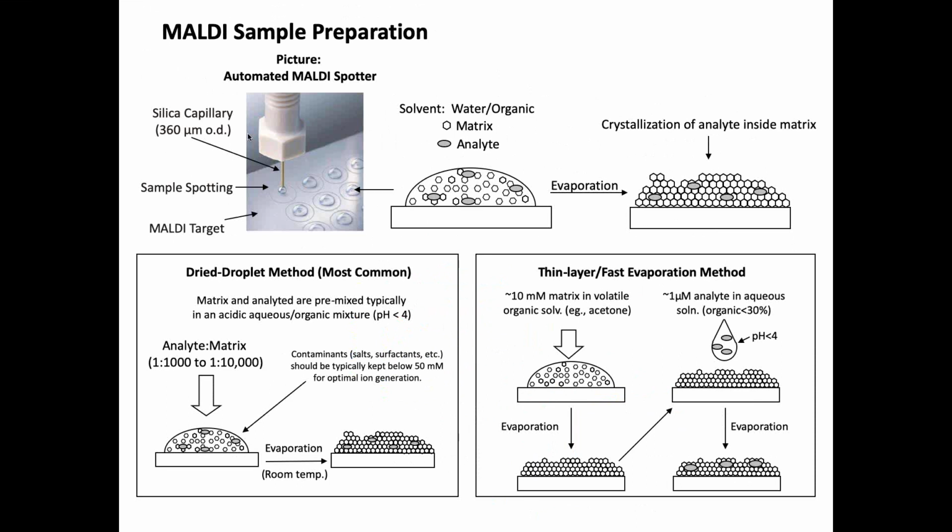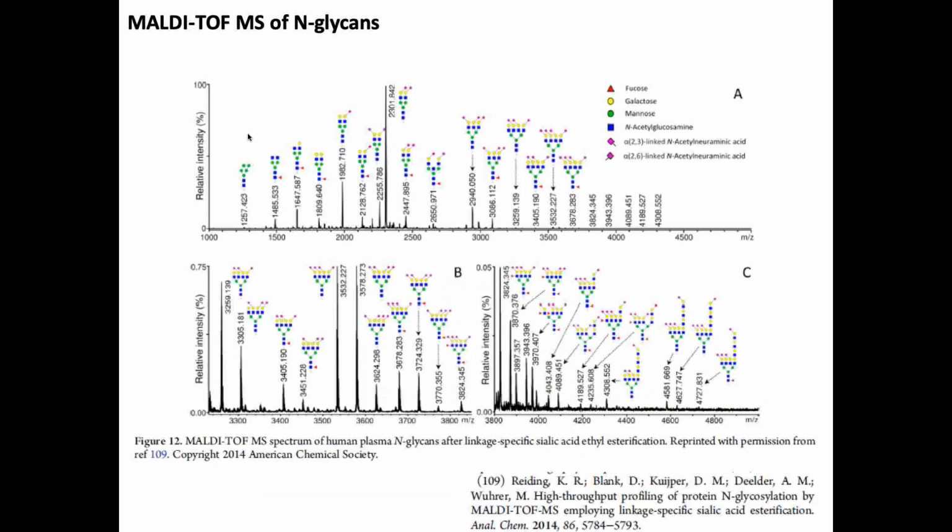I've shown 2 different ways to make the matrix. There's a lot of art to it: the rate at which you evaporate, the kinds of solvents that you use, and certainly the kind of matrix that you're using. All of these have a big role, and that's particularly the case for carbohydrates as well.